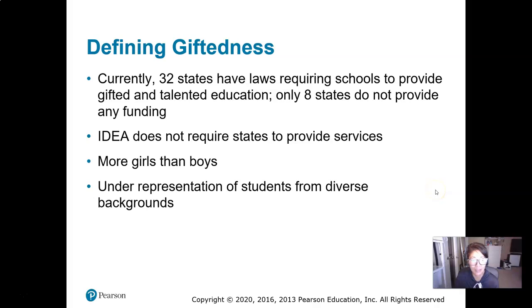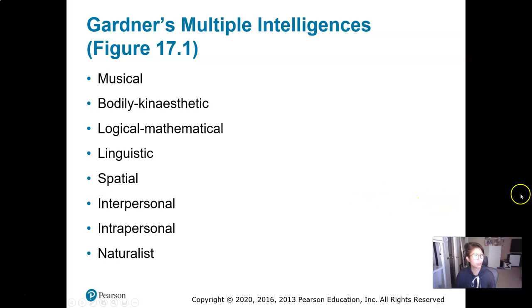Why doesn't IDEA require this? And why is there more representation of girls than boys? And same situation with students of diverse backgrounds. So, Gardner's principal intelligences. I think you might be familiar with this from 1301 when you were exposed to the idea of multiple intelligences in your course.